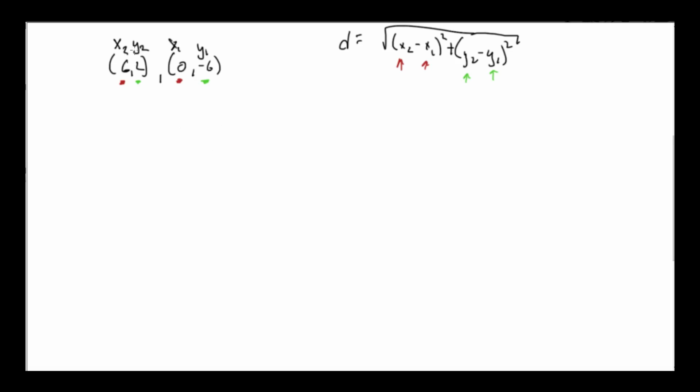So we're going to say x2 minus x1. Well, we have 6 minus 0 squared plus 2 minus, and here this one's real tricky, negative 6 squared. We need the square root of that.